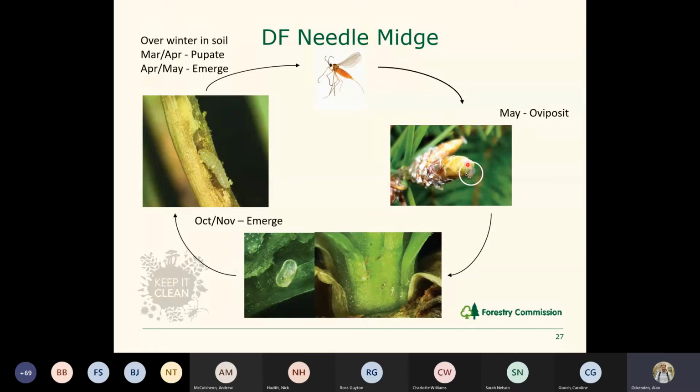So thinking about those bud bursts, the symptoms that you're going to observe are going to be in the current year's needles, because that's what it's attacking. Those eggs hatch and develop over a fairly short space of time, go through a number of instars, and then start to cause damage within the needles. As they develop, they cause a gall, as the name suggests, on the Douglas fir.